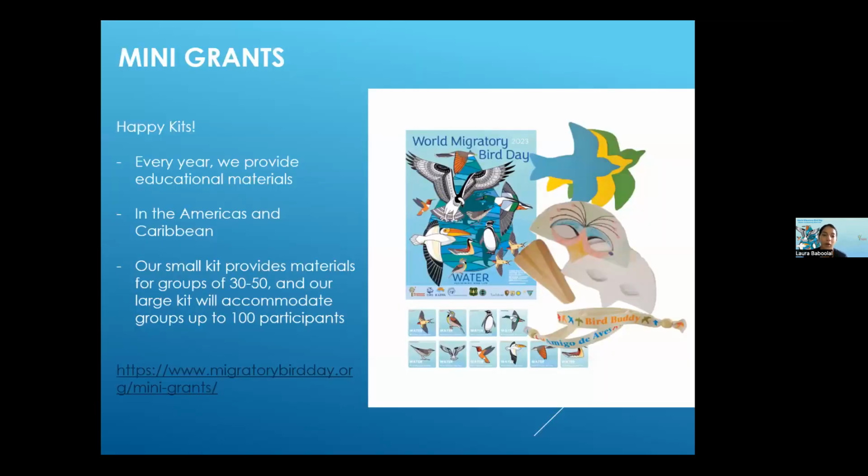I spoke about the digital materials, but we also have printed materials that we share every year. We call them happy kits, and you can apply for our mini grants at the website at the bottom of the screen. Every year we provide these educational materials in the Americas and Caribbean. We have kits that can work for up to 50 people for your event, and even up to 100 people in some cases. In the photo you can see posters, bird cutouts, the bird mask, always a favorite, and stickers. And we know everyone loves stickers.